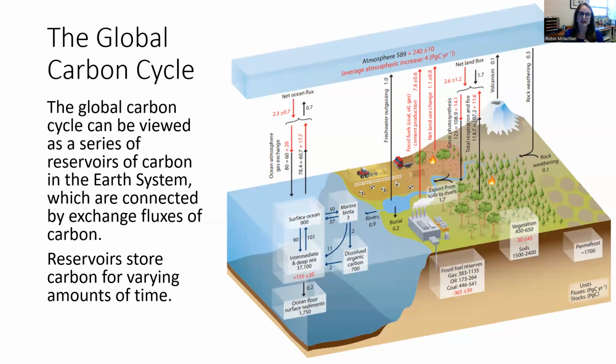So there's a series of reservoirs. Each of them are connected by exchange fluxes. And the reservoirs hold the carbon for varying amounts of time, right? Sometimes the carbon is kept for only a short period of time, such as if it gets stuck in grass that's repeatedly mowed in somebody's yard, or it could be stuck for a long period of time if it goes into perhaps a rock that sticks around for hundreds of thousands to millions of years.